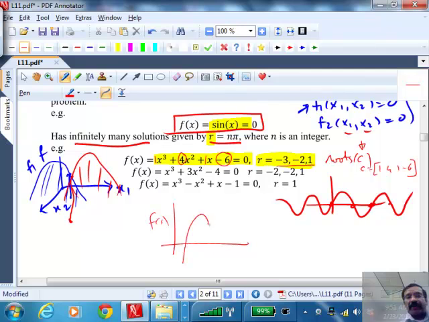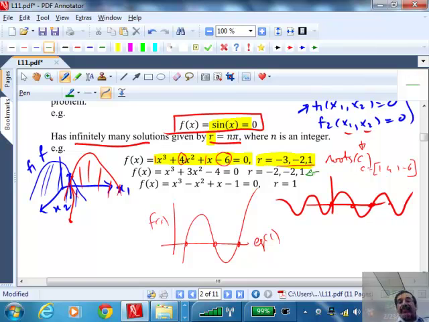I probably will get a curve like this. So there are exactly 3 values. Okay, this is for the first equation. Now, if I take the second equation, what do you notice about special about that? 2 roots are identical. That is, they are repeating. Now, what does it mean to say that a root is repeating?